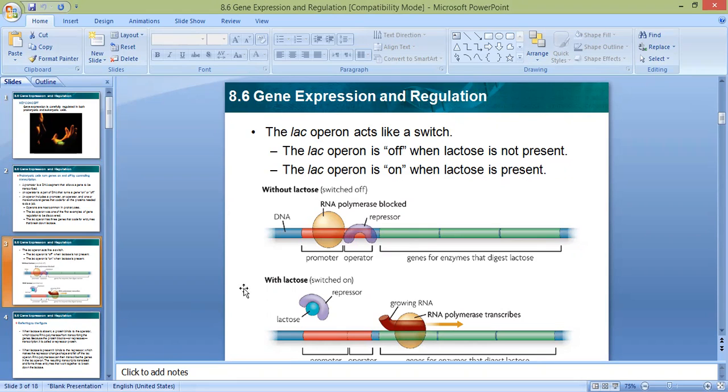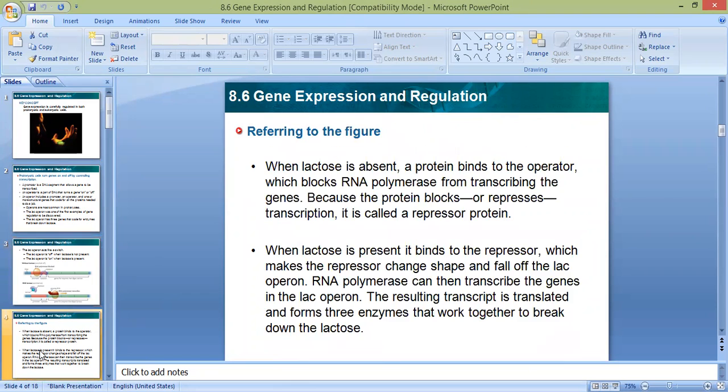And as you see here, when it's switched off, the repressor protein will be linked to the operator, preventing RNA polymerase and blocking it from the transcription process. While when lactose is present, the repressor will join to lactose, and this will allow the RNA polymerase to transcribe the protein.